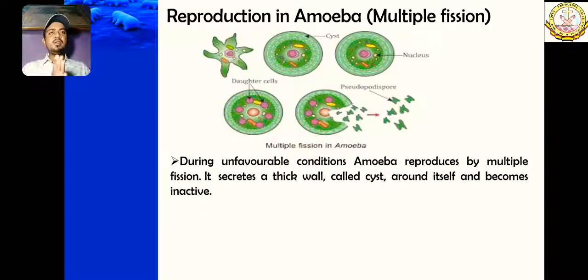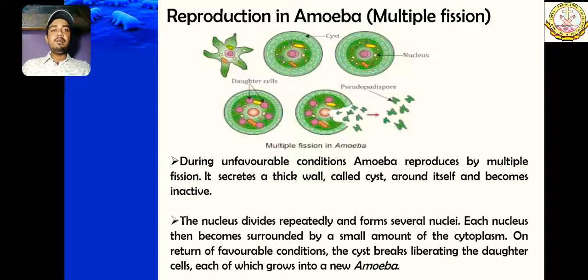In favorable conditions, amoeba simply divides through binary fission. But when the condition is unfavorable, they do something different. During unfavorable conditions, amoeba reproduces by multiple fission. It secretes a thick wall called a cyst around itself and becomes inactive. It doesn't do anything, it becomes inactive. A strong cyst-like structure is formed, and it becomes inactive because the condition is unfavorable.